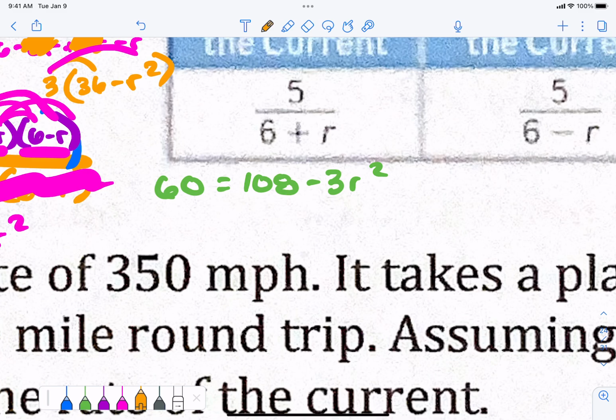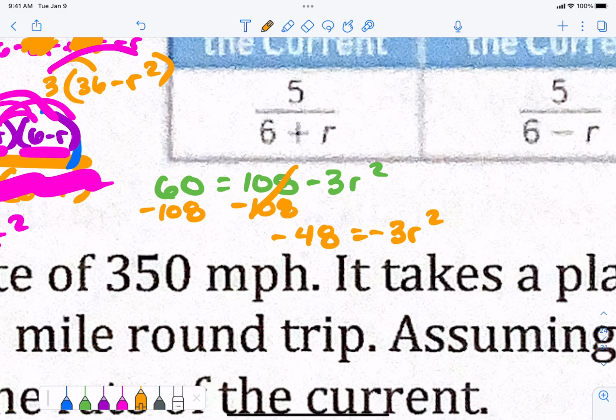Put the 108 on a side. I'm going to minus the 108. We're going to get a negative, but that's fine. What's 60 minus 108? Negative 48. Negative 48 equals negative 3r squared.